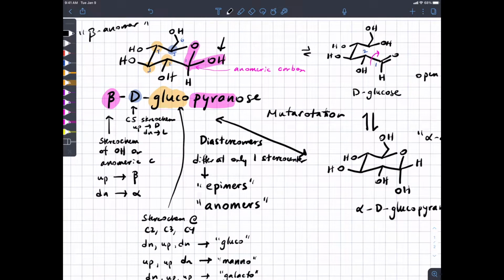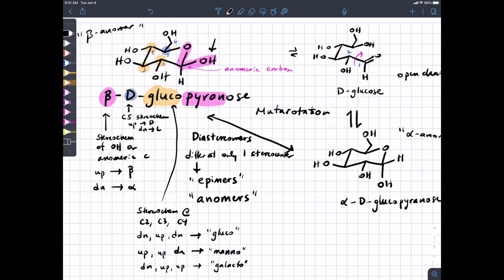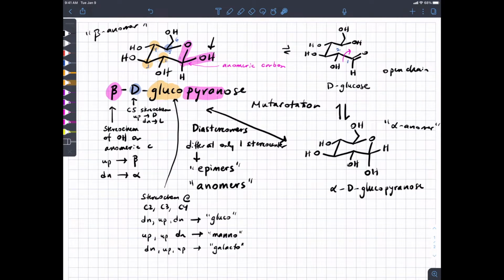Your text provides a lovely list of all 6 carbon sugars in their various names, but as I said, only 3 of them are found a lot in biology, so those are the ones we're going to pay attention to. For glucose, it's easy because all of the OHs are equatorial.